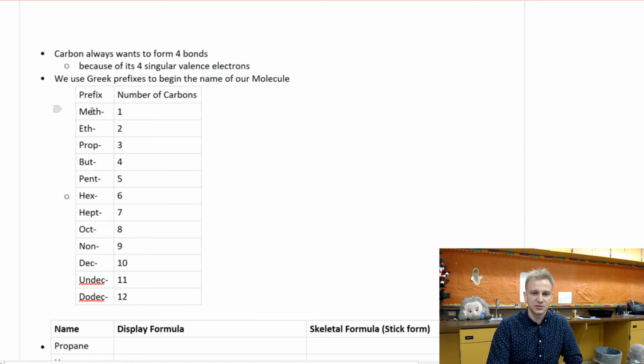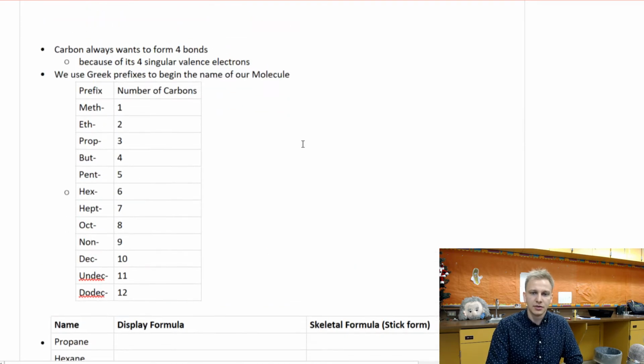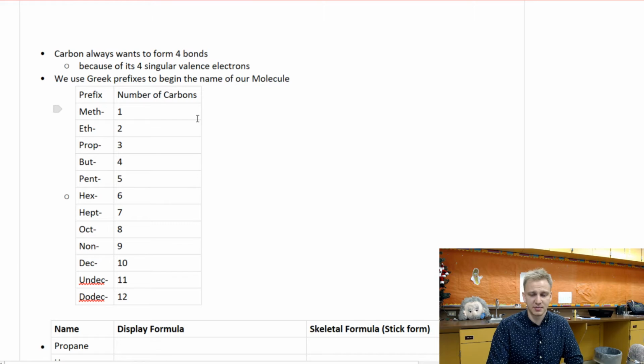we're going to use these prefixes: meth, eth, prop, but. Pent, hex, hept, oct, non, dec. So from pent down, those are the same, but meth, eth, prop, and but are the different ones. And so we have our numbers of carbons also listed there. You are expected to memorize those.